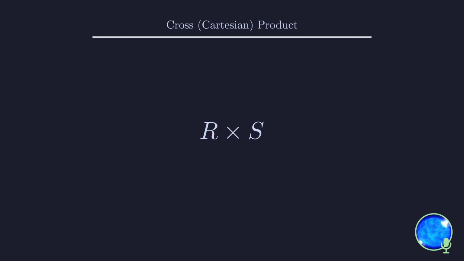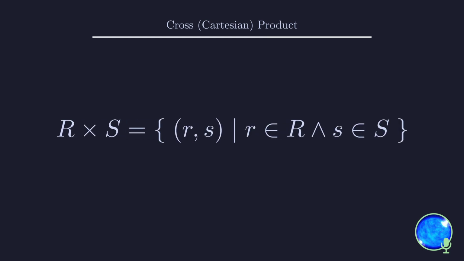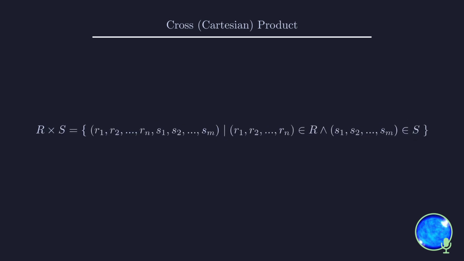The Cartesian product of R and S in set theory is defined as the set of all pairs (r, s), where r is in R and s is in S. The Cartesian product of relational algebra is often called cross product to avoid confusion with set theory. R times S in relational algebra equals the set of all tuples (r1 through rn, s1 through sm), where r1 through rn is a tuple in R and s1 through sm is a tuple in S.